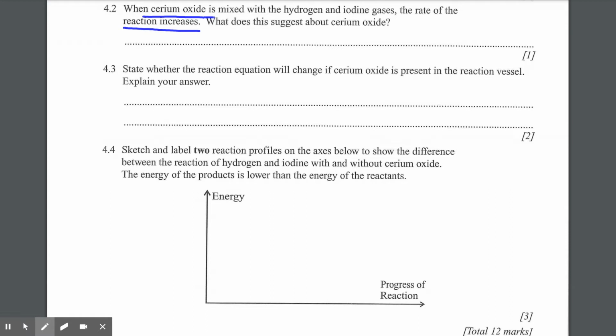Because this has increased the rate of reaction and wasn't initially involved in the reaction, what we can assume is that the cerium oxide is, in this example, acting as a catalyst for this reaction and is helping to speed up the reaction by itself.